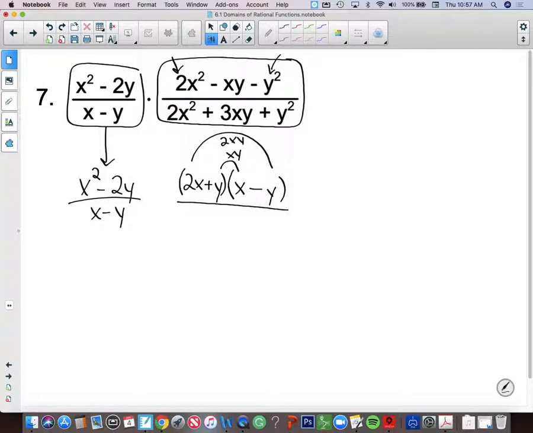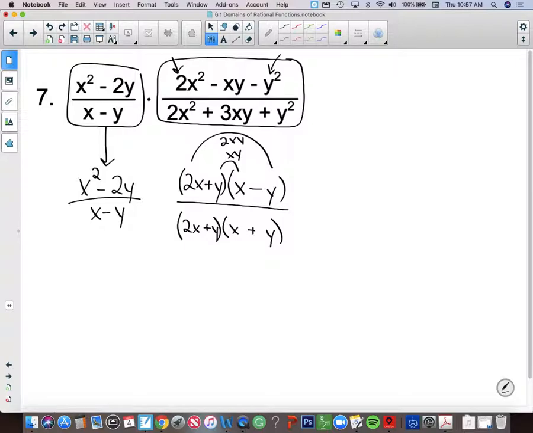And then the bottom is going to be pretty similar to that. You're just going to have different signs in there. So we're going to have a 2x and an x, and we're going to have a y and a y. And this bottom one's actually easier because everything is positive. So that means all my signs are positive.